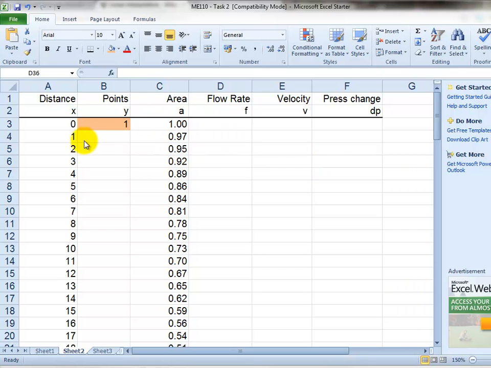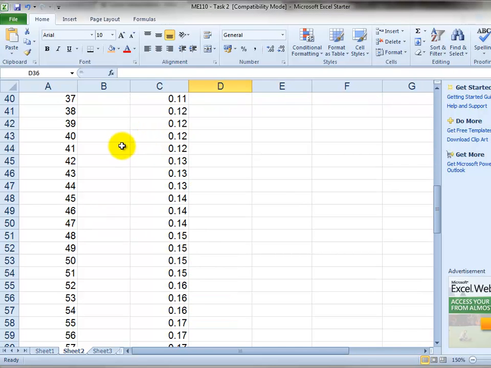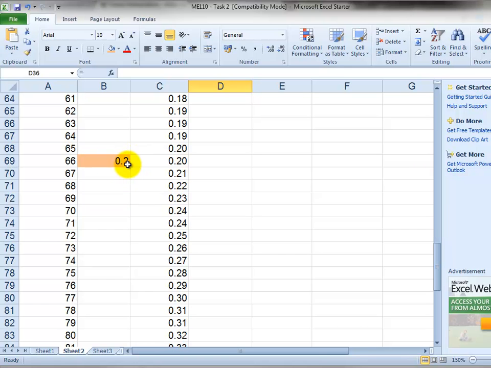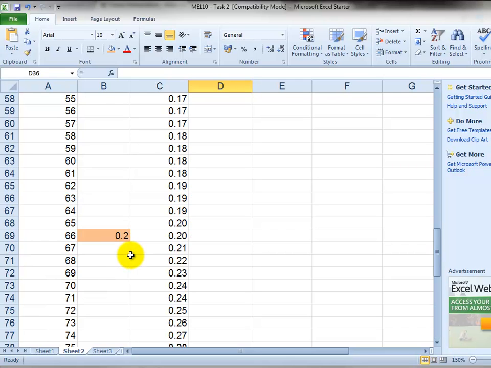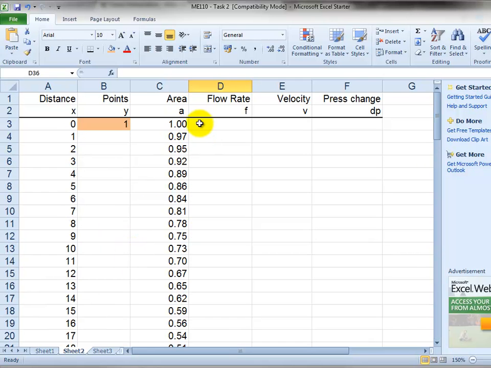Okay, we've got our 4 points. We've got the first point at 1, second point is 0.1, third point is area is 0.2 square meters, and at the end of the tube the area is 0.5 square meters. Going back up to the top, we've got the formulas now is linear interpolating between those 4 points.